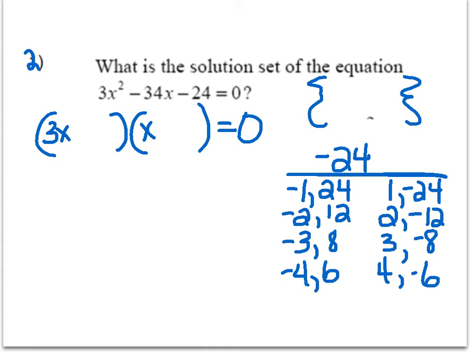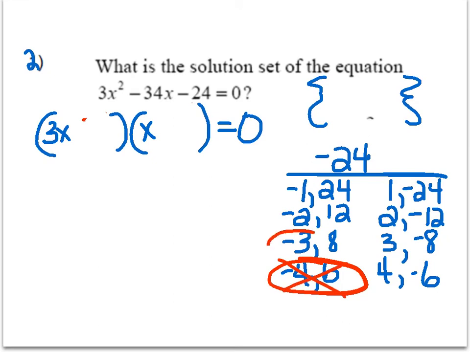And if I start with this last pair, -4 and 6, if I put the -4 here and the 6 here, then I get 18 when I multiply. So that's not going to work. But if I switch them around and I put the 6 here and the -4 here, I get -12 and 6. That's not going to work. So that might not be the one that I'm looking for.